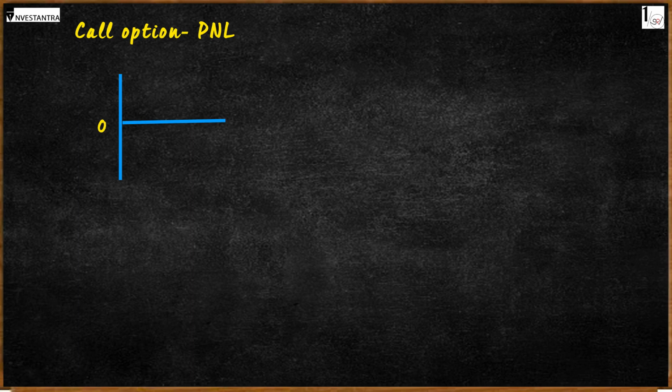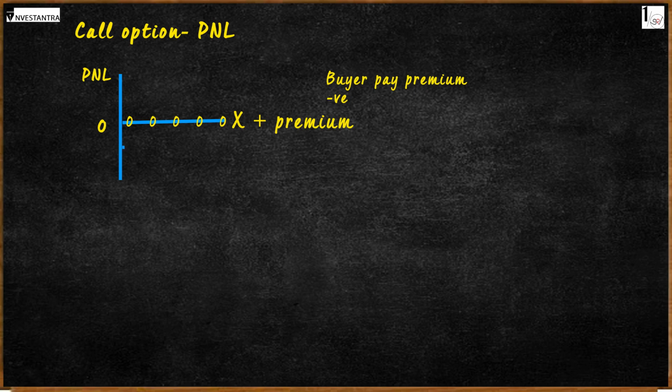Initially, when I'm buying a call option, right? For the buyer of the option, first we'll talk about the buyer. The buyer pays a premium. This is PNL. So if the buyer pays a premium, the buyer is negative, right? Initially. So the buyer pays, this is the premium amount.